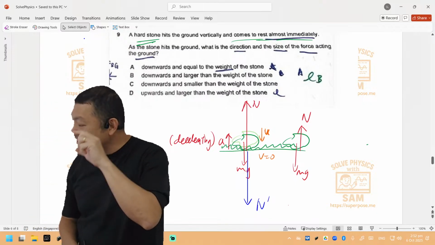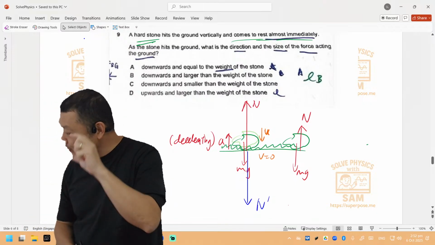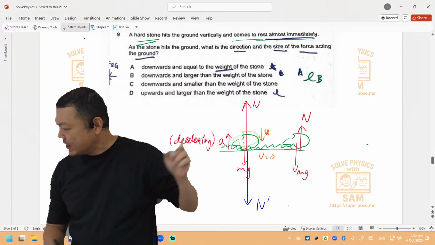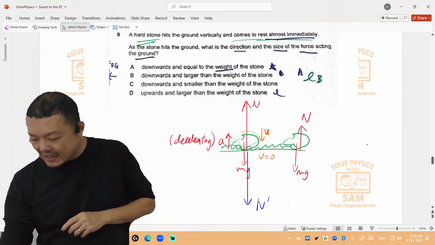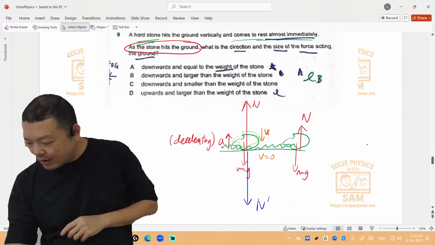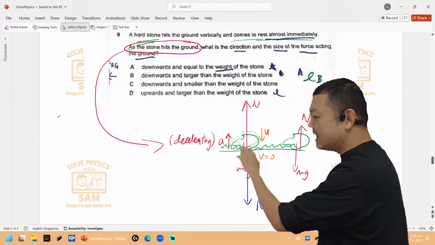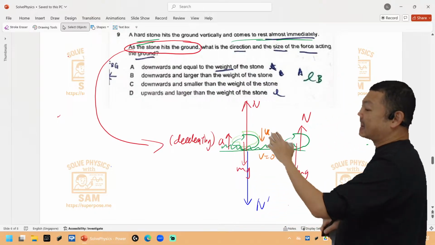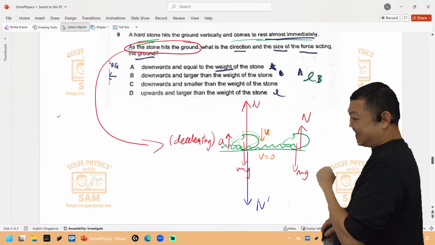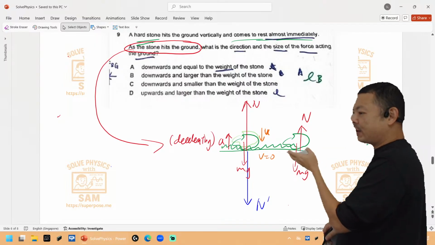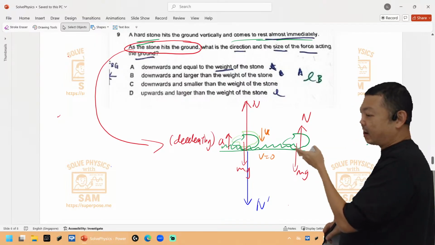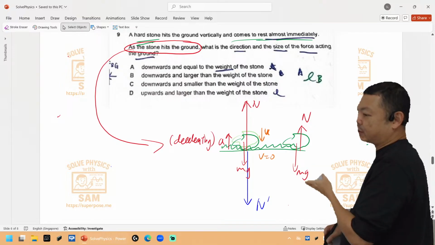But this is only during the deceleration portion, which is why they're asking as it hits the ground. That means they're asking about the deceleration part, not after. Because I can change the question and say that after it has hit the ground, what's the force acting on the ground? It will be the normal contact force, which is equal to the weight.